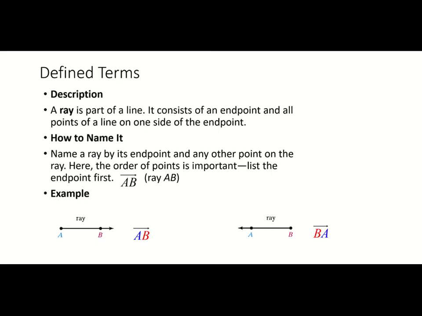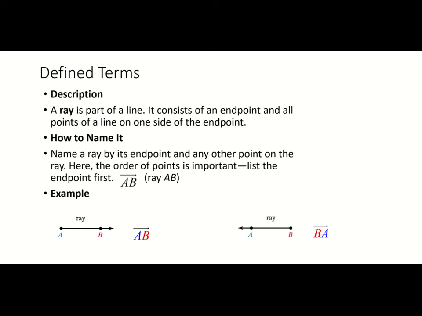Okay, so next we're going to look at a defined term, and this defined term is going to be a ray. Okay, next we have a ray. A ray is part of a line. And even though it says defined terms here, this falls under the line undefined term. So basically, think of a ray as being part of a line as well. It's going to be your starting point. Right, so there's our starting point.